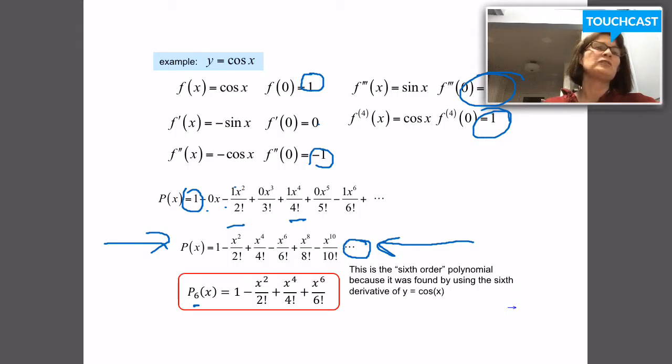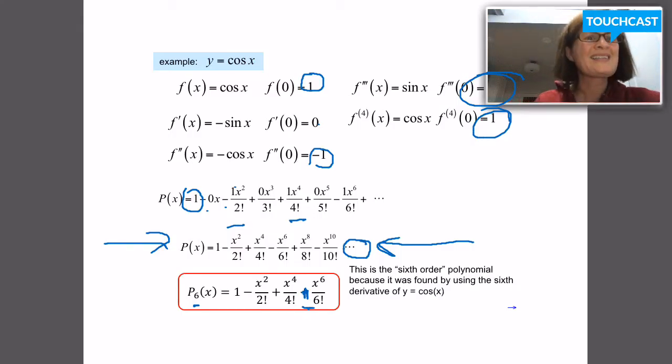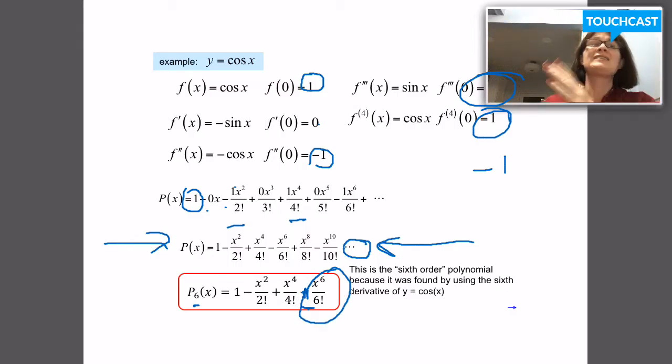So the 6th derivative, whoops, that's not right. I even went back and fixed that. That's supposed to be a subtraction sign. That's x to the 4th over 4 factorial minus x to the 6th over 6 factorial. So the 6th derivative is negative 1, and it's going to multiply the x to the 6th term and get divided by 6 factorial. That's how you know you use the 6th derivative. So I go up to a term that came from that, then this is the 6th order Taylor polynomial.